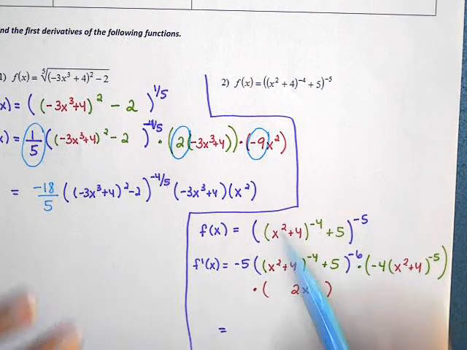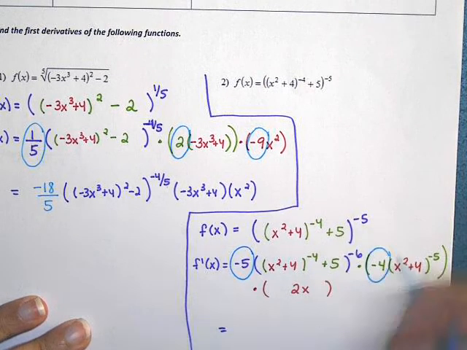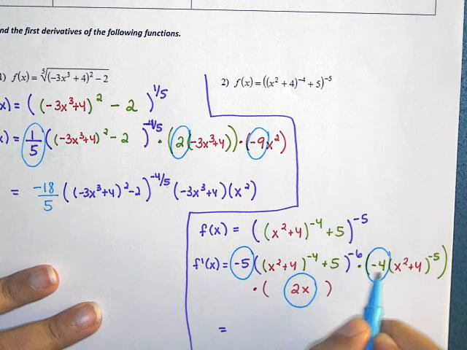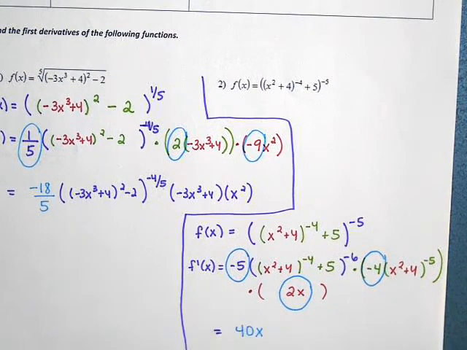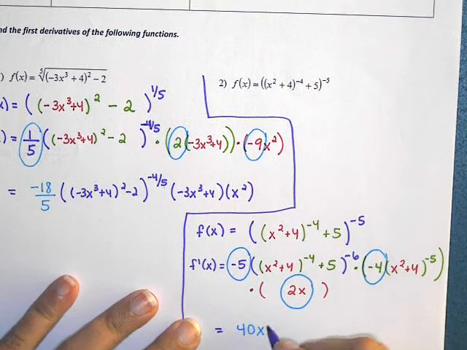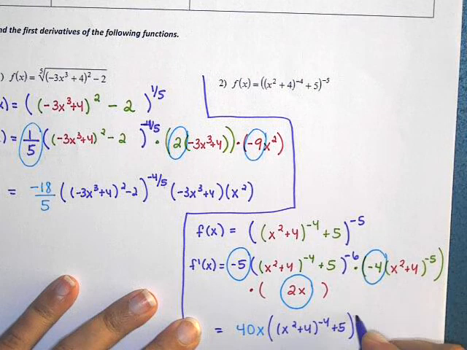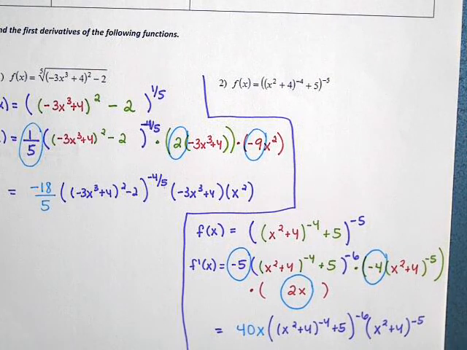So I'm going to take the negative 5 and the negative 4 and the 2x, which are all kind of like coefficients. They just kind of are all floating out there. We would have negative 20, positive 40x. Leave the rest of it alone. And you're done.